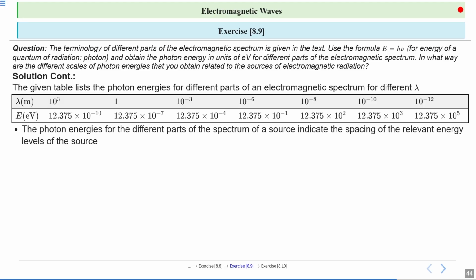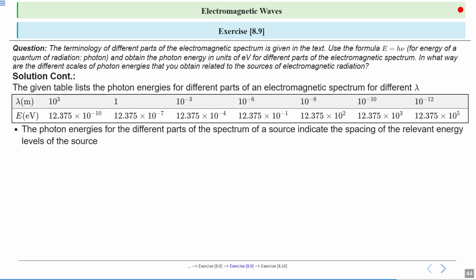The photon energies for different parts of the spectrum of a source indicate the spacing of the relevant energy levels of the source. So what that line means is energy levels at the atomic level or nuclear level. Nuclear level energy levels we will discuss in the nuclei chapter, and atomic level energy levels you know from the hydrogen atom: ground level energy, first orbit, second orbit energy level.